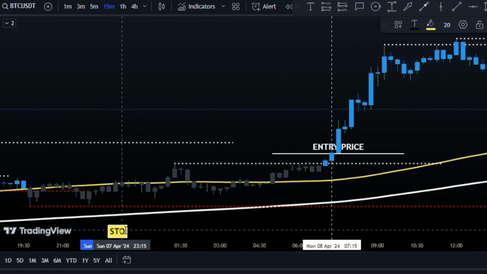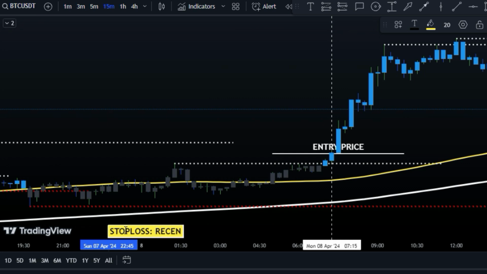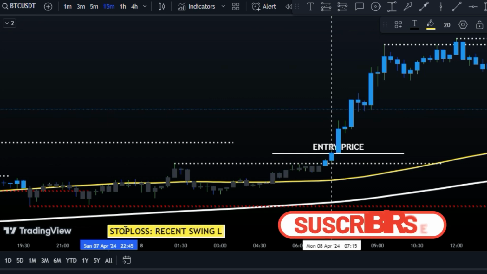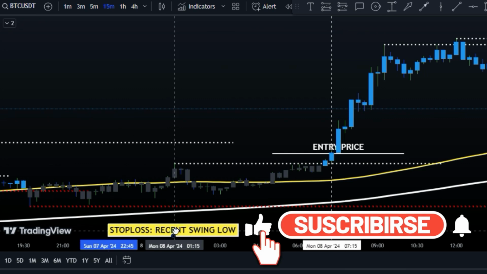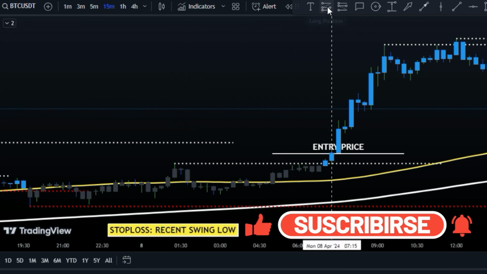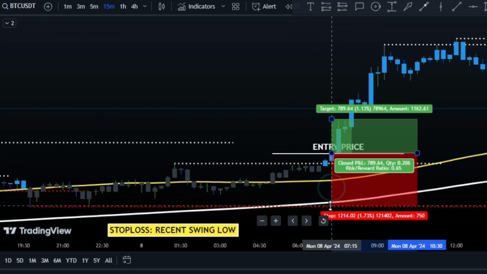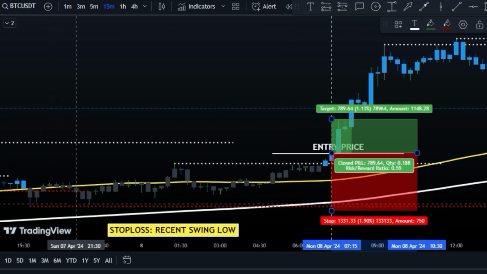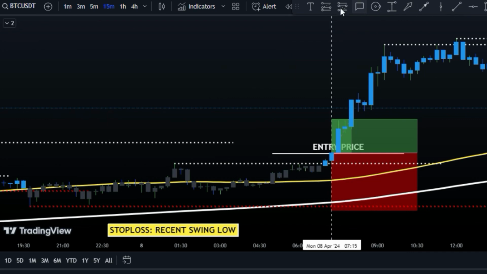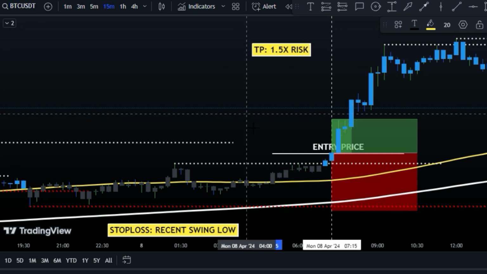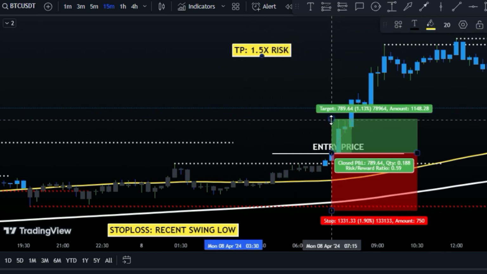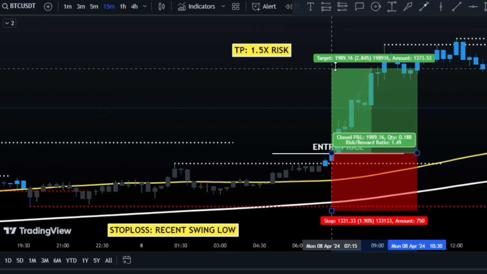After entering the trade, here's how to set your stop loss and target. Set the stop loss below the most recent swing low to protect against adverse market movement. And to set the take profit, aim for a target that is 1.5 times greater than the risk of your trade, maintaining a healthy risk-reward ratio.